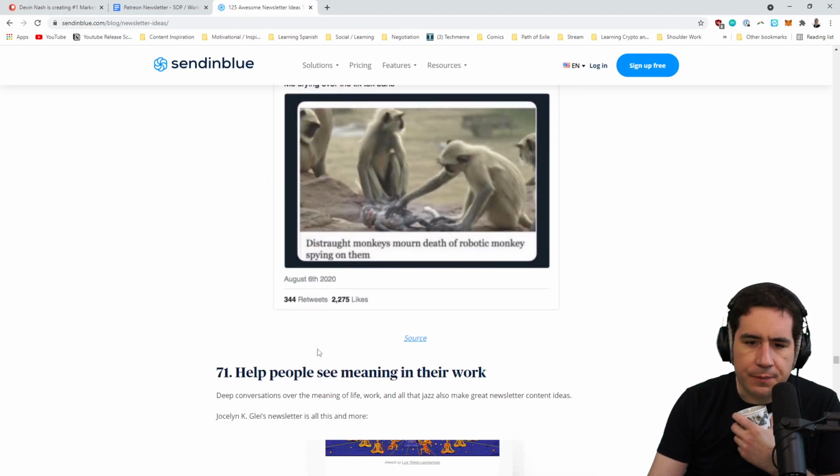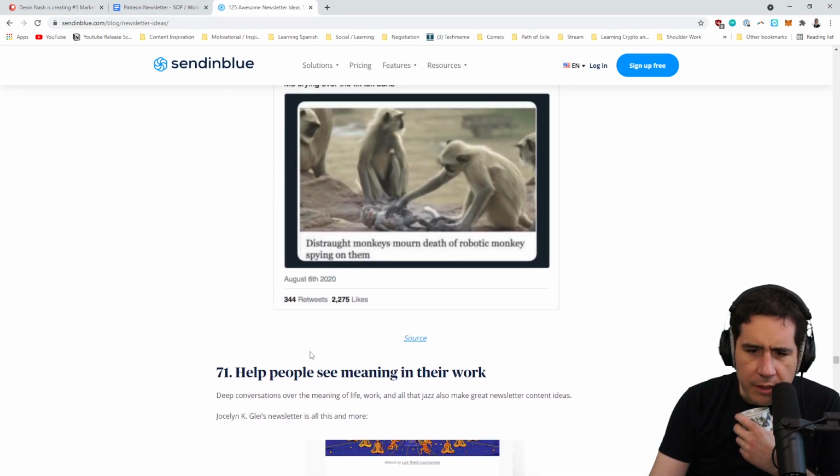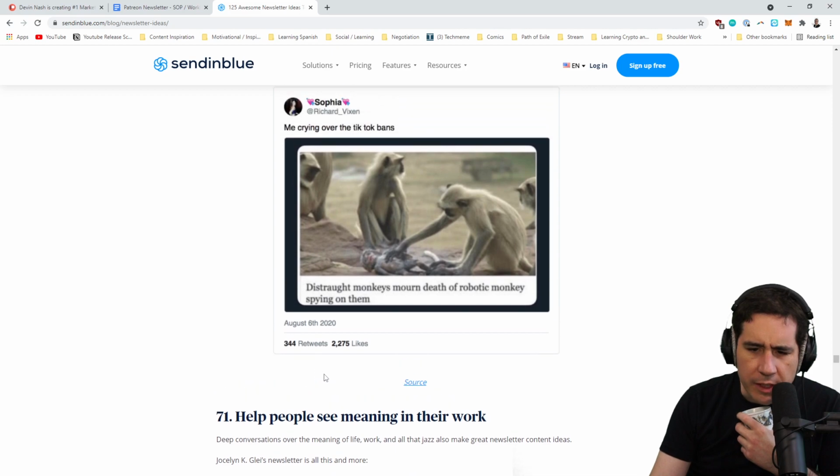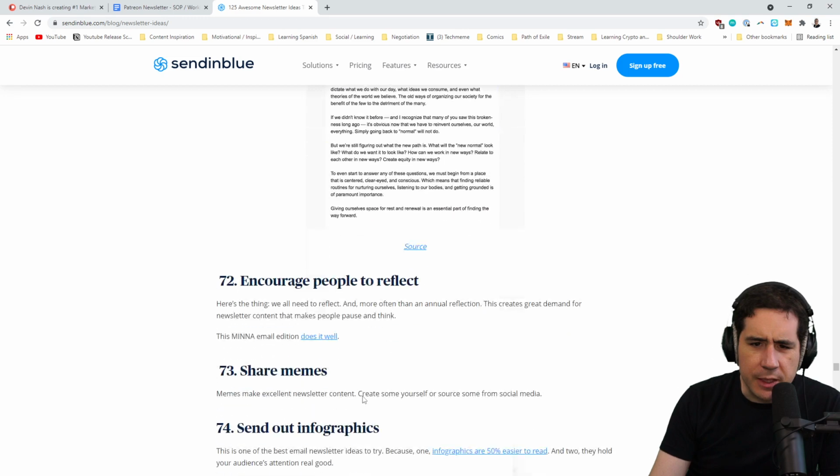Inspiring stuff. Just going to do that automatically. What's the person doing to this monkey? Distraught monkeys mourn death of robotic monkey. That's so sad.